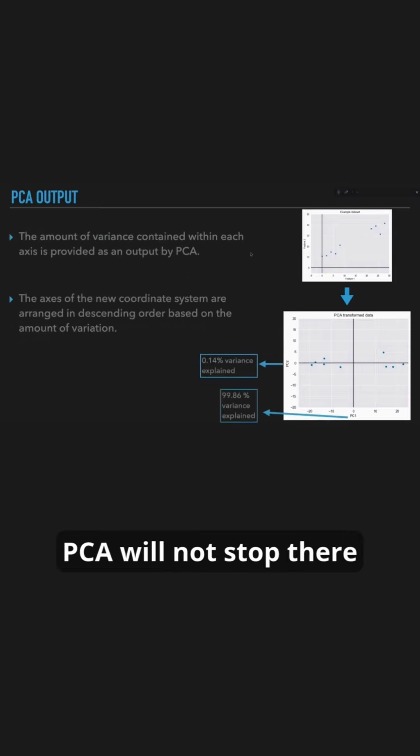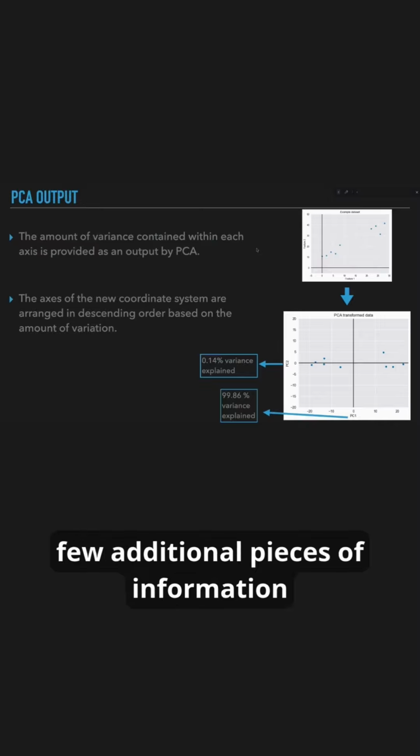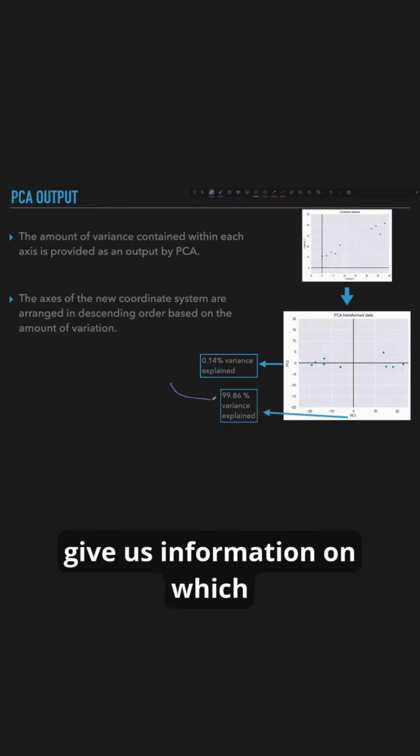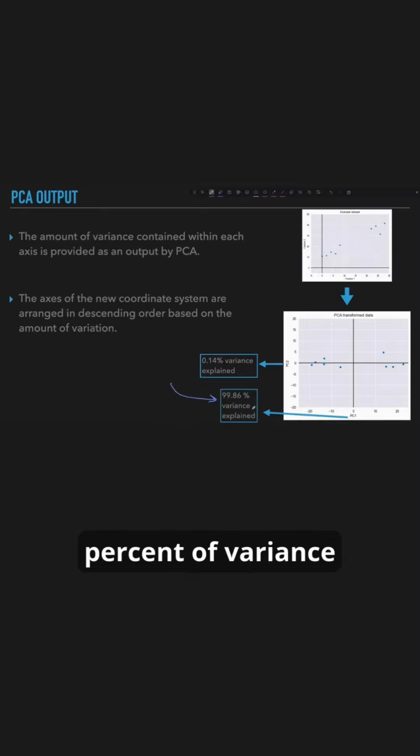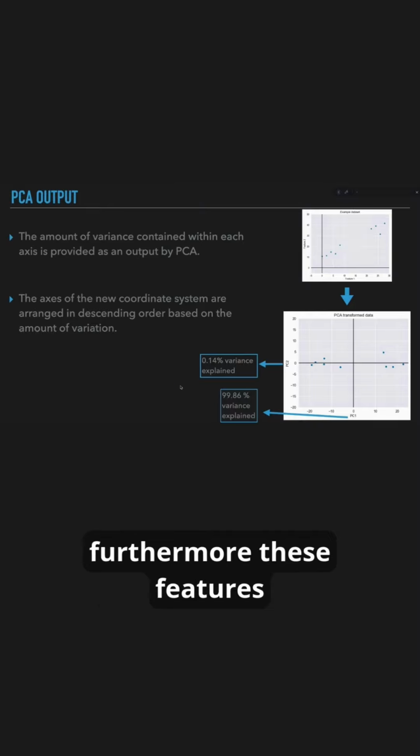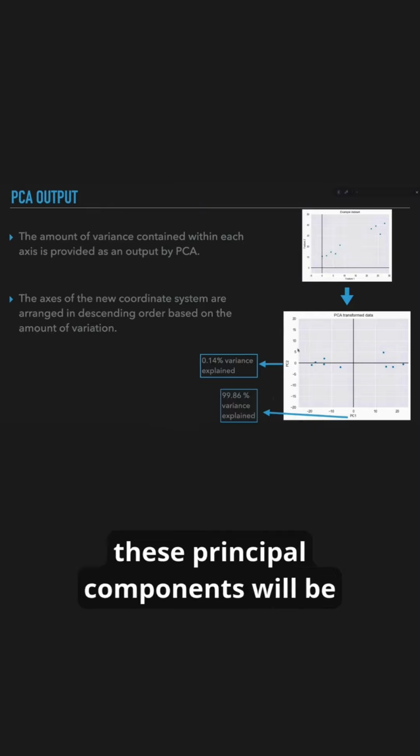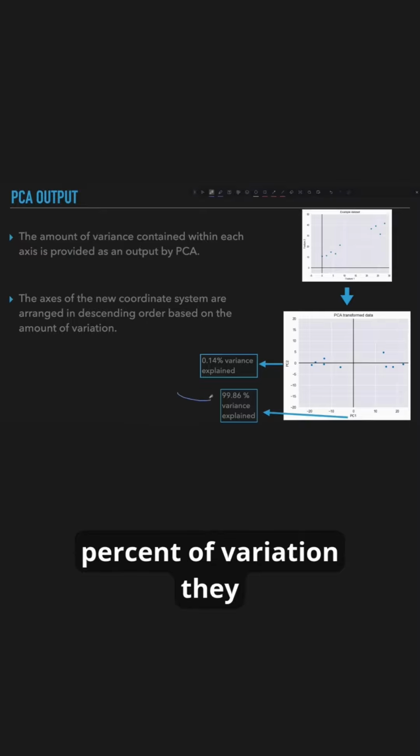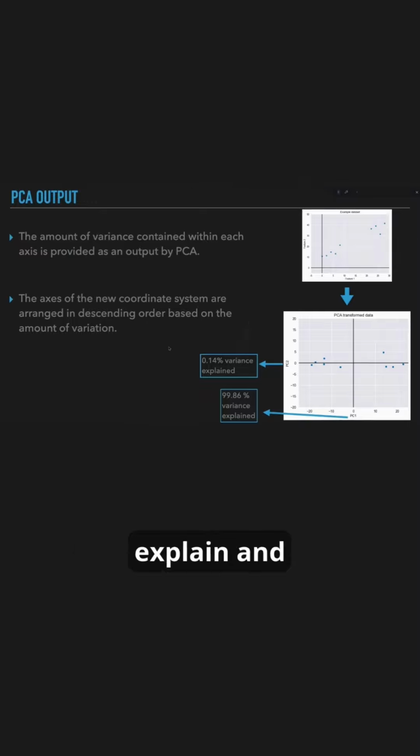And PCA will not stop there. PCA will provide us a few additional pieces of information. So it will basically quantify all of these artificial features. It will give us information on which percent of variance in this dataset comes from each of these components. And furthermore, these features, these principal components, will be ordered based on this percent of variation they explain.